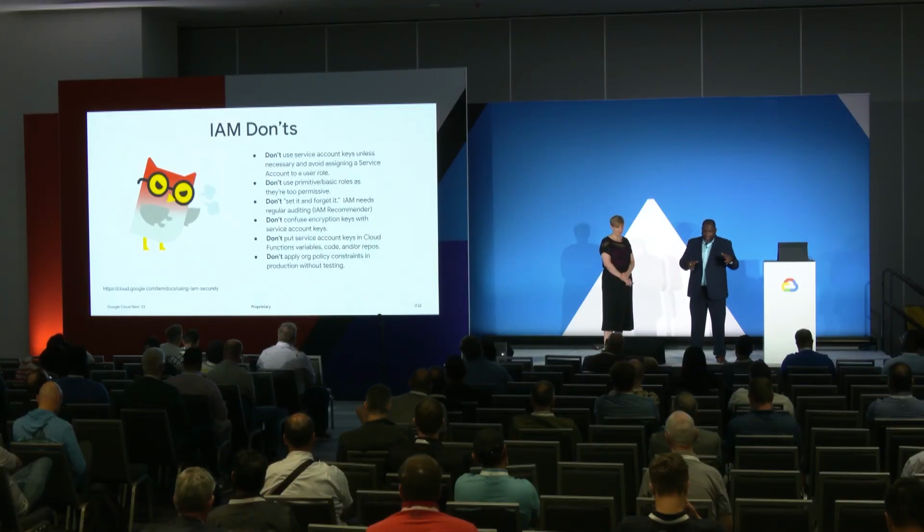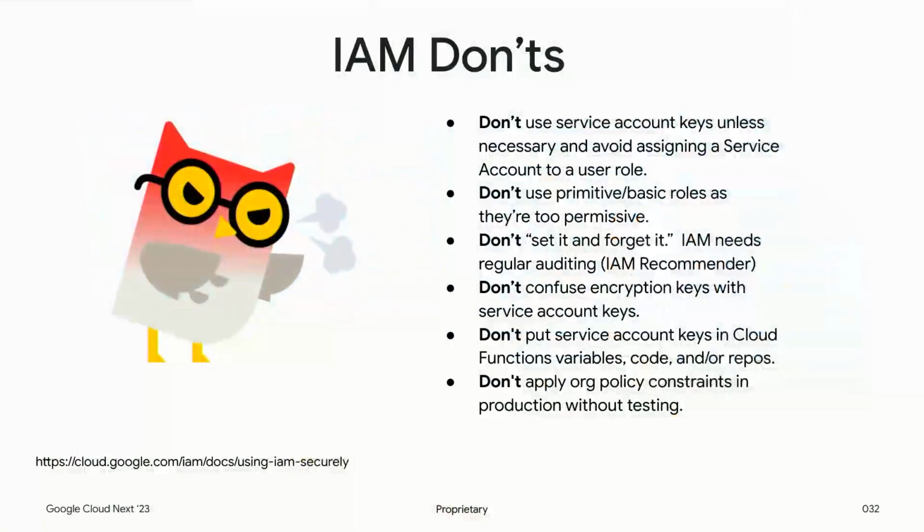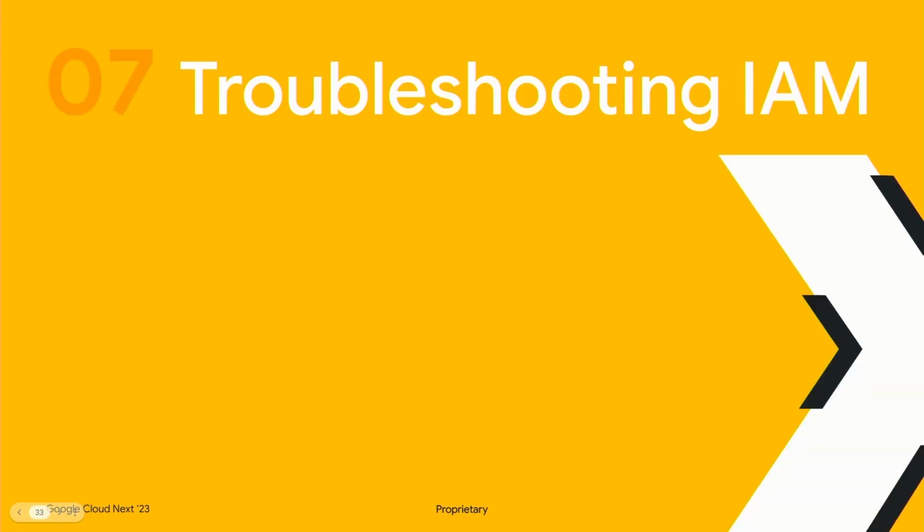Don't put it anywhere in your code or your cloud function variables, because it will get found and the bad guy will use it. And finally, do not apply org policy constraints in production without properly testing them out first.